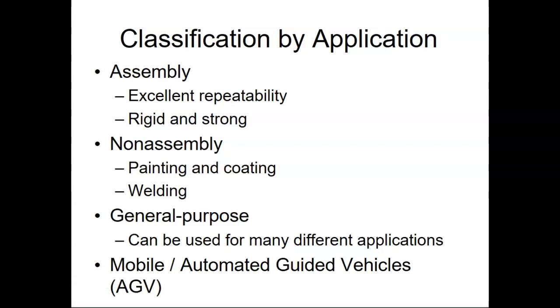Non-assembly, you have painting and coating, welding. They use these robots to apply glue inside the car so that the liner sticks. And you can use it for general purposes. Again, it goes back to whatever you can think of doing with a robot. If it's a complex task, you can use one of these industrial robots and make it do it. You can make these things dance.